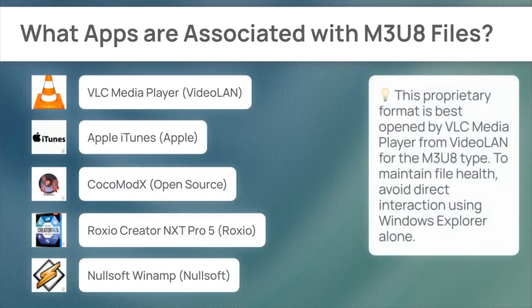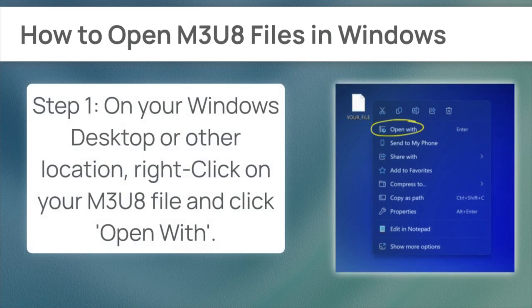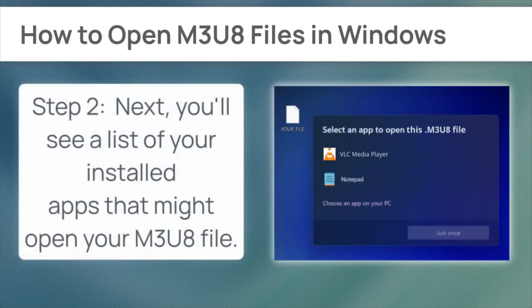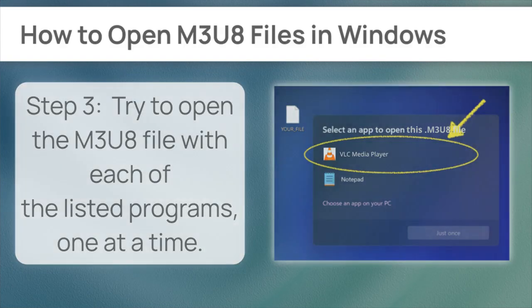Opening this file with an unknown Windows program poses a critical security risk. Windows can play these files, but modifying structure or quality requires editing software. We're testing the file structure now. Right-click the M3U8 file and choose Open With. If VLC Media Player is installed, start there. If not, select another application. Different apps handle edge cases uniquely.